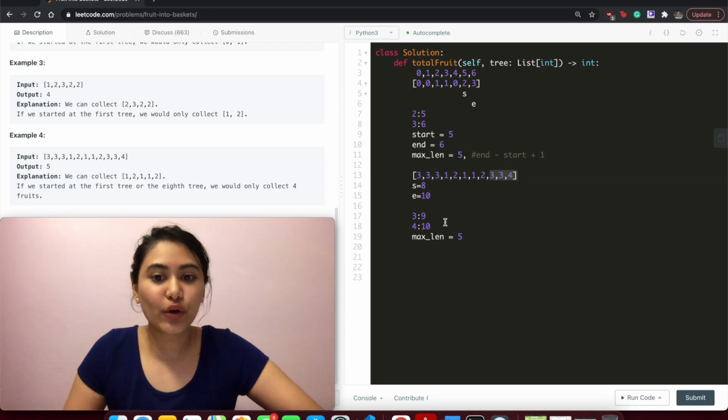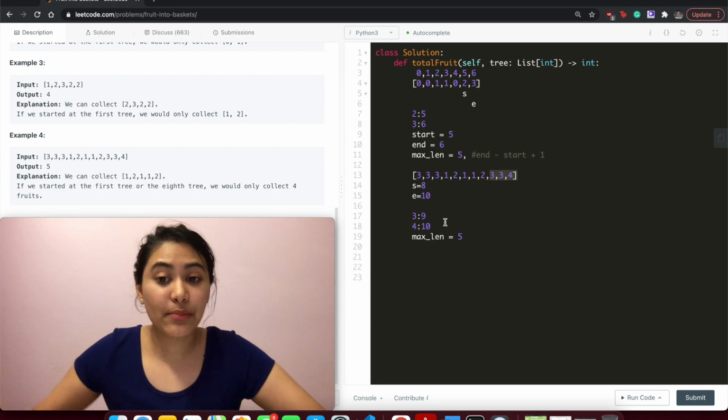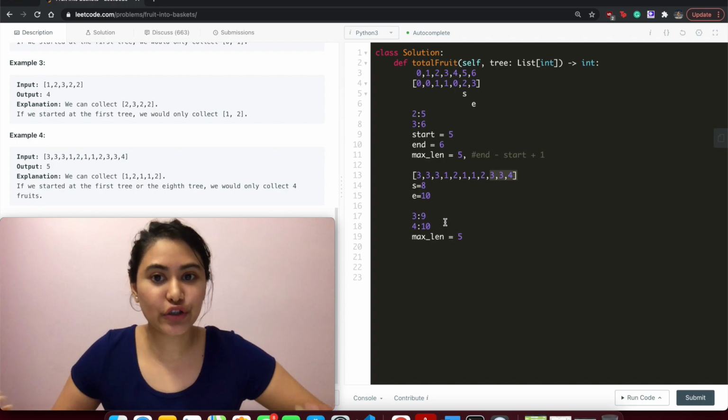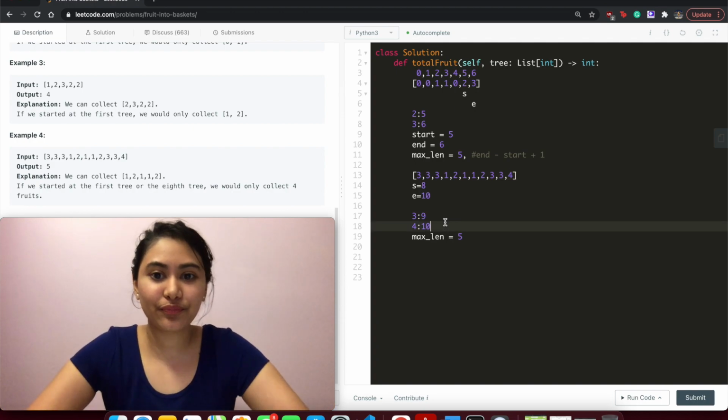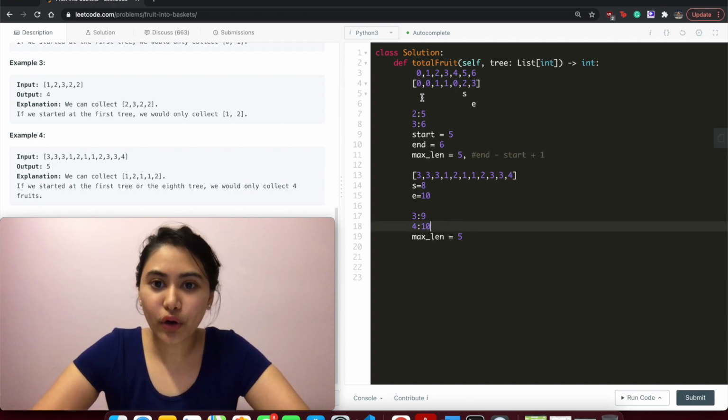And this is how we're going to keep incrementing and moving forward to have the longest length of just 2 characters or 2 fruits that we've seen. Let's go ahead and code all of this up now.